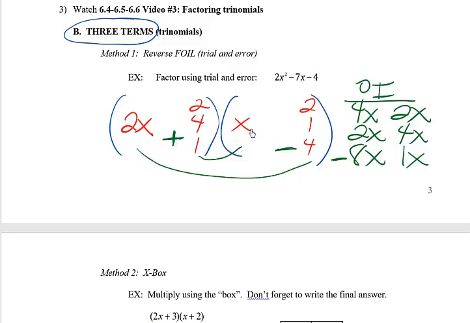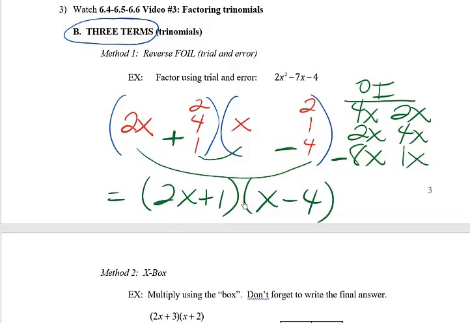There's my +1x. I believe we've just found our answer. We're saying that the original multiplication problem is that bottom row, 2x plus 1 times x minus 4. A quick foiling would show you that we are correct.